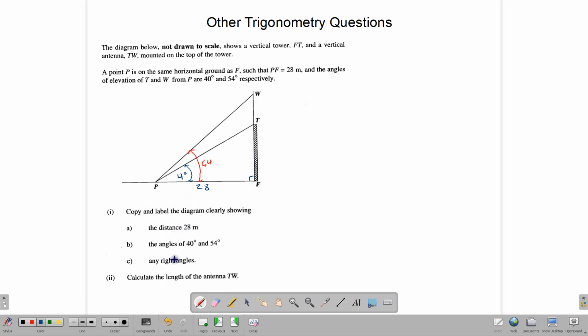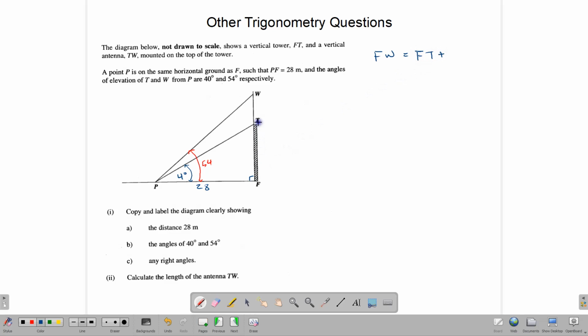So we have put in our information, and now we're asked to find the length of TW. Now TW is the antenna. So let's look at this side over here. FW, this long side FW. FW is equal to two smaller lines. It's equal to FT.